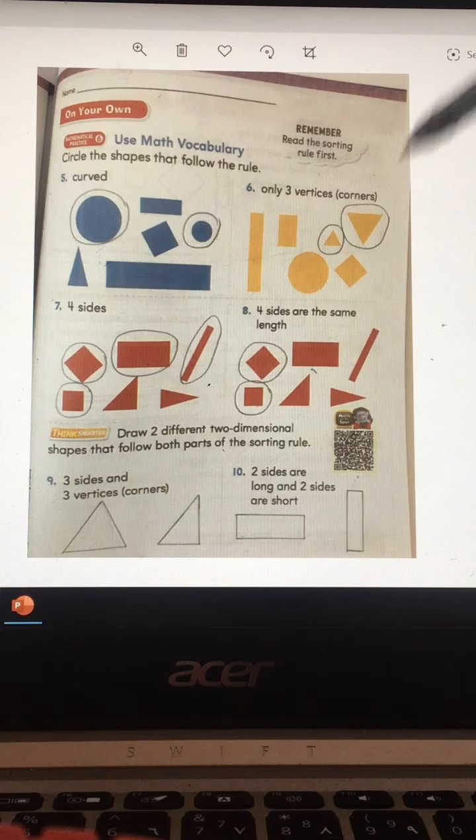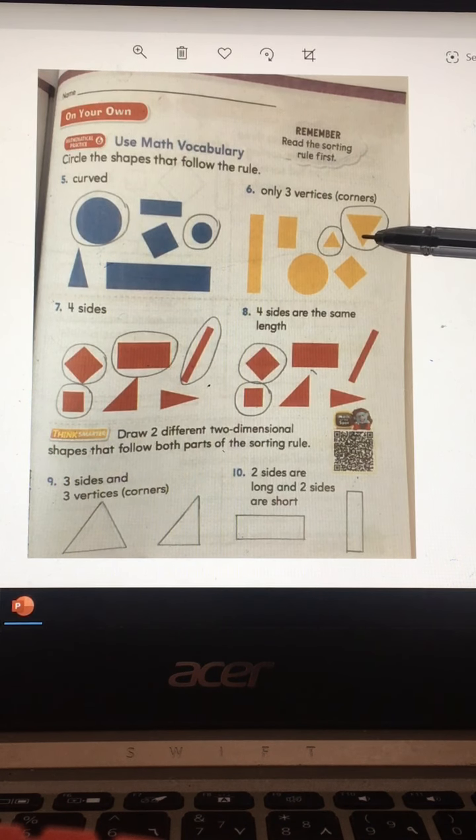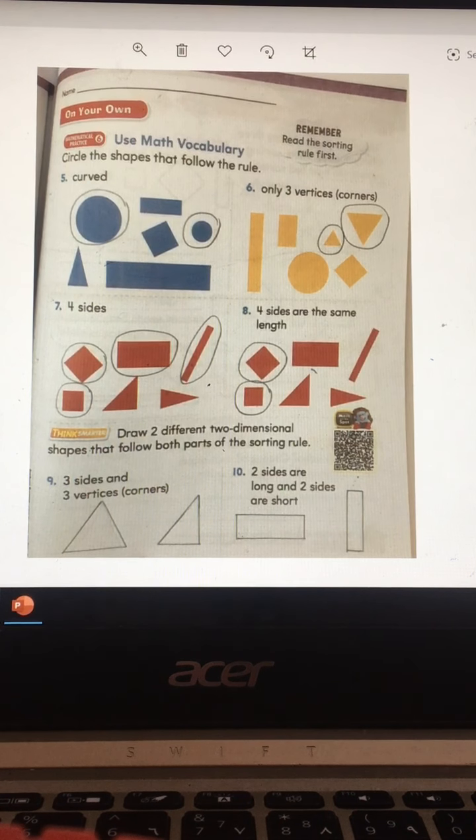The 2 triangles are following the sorting rule because they have 3 corners. Let's count the 3 corners together: 1, 2, and 3. So the 2 triangles have 3 corners. That's why we circled both of them, because they are the only 2 shapes that are following the sorting rule.